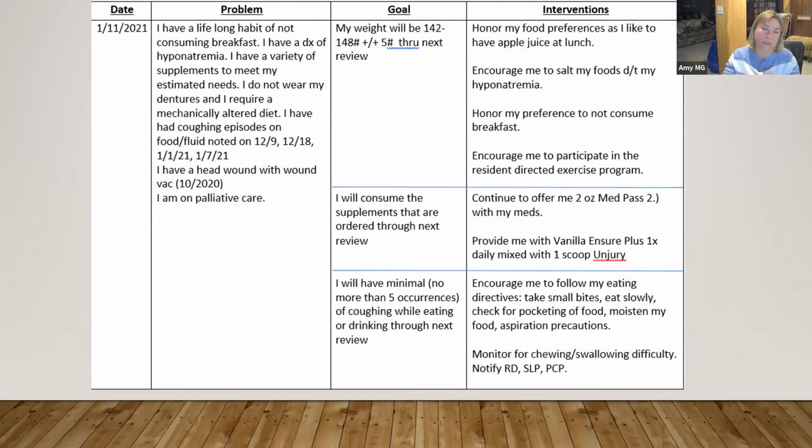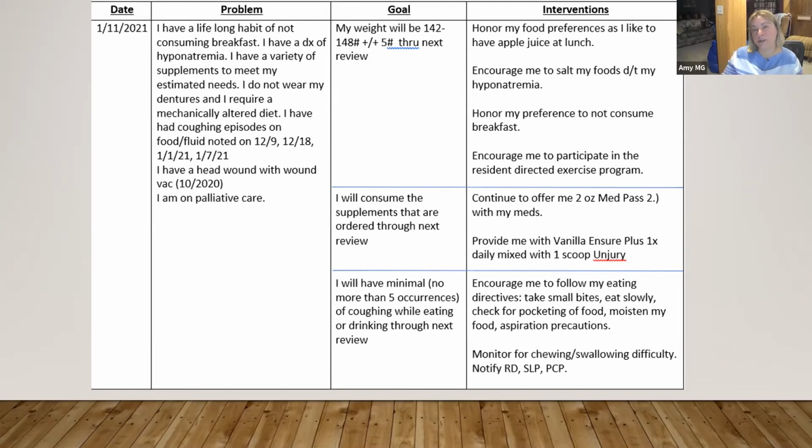The next goal is I will consume the supplements that are ordered through the next review, because I can easily check that documentation since it's on the MARs and TARs, and the supplements that are being offered. And due to the current status of choking or coughing episodes, and working with speech therapy, I created a new goal of not having more than 5 occurrences of coughing while eating or drinking through the next review. And then I list out what the speech therapy has recommended for that resident to have safe chewing and swallowing.